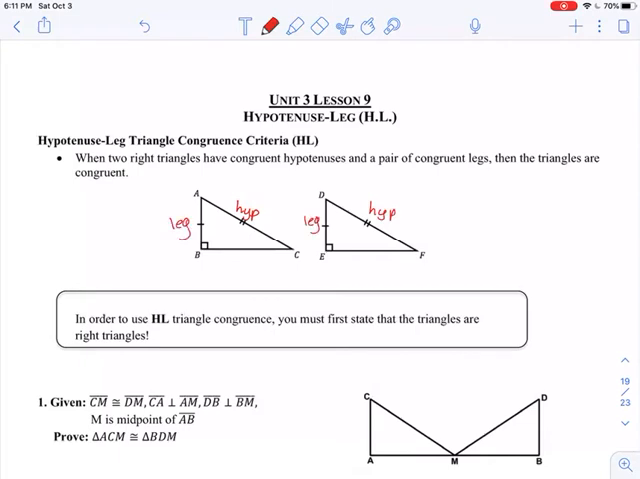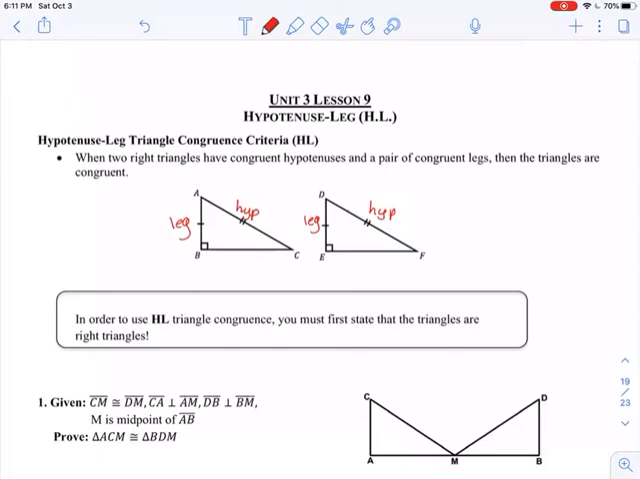And the other two sides are called my legs. So basically I have a right triangle. I have this angle B and angle E are right angles, and then you have either of the legs, it doesn't matter which one, and I have a hypotenuse. So when two right triangles have congruent hypotenuses and a pair of congruent legs, then the triangles are congruent to each other.